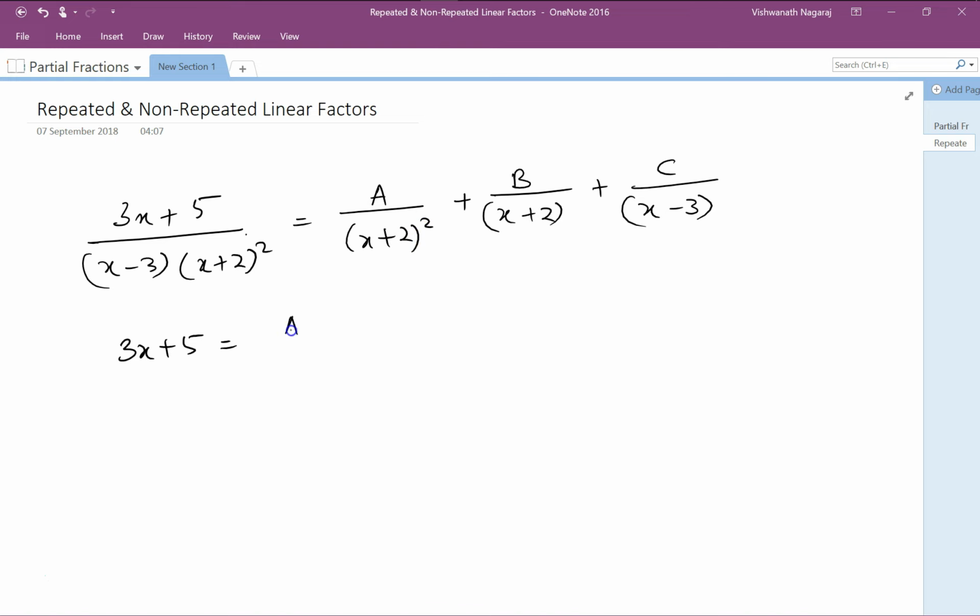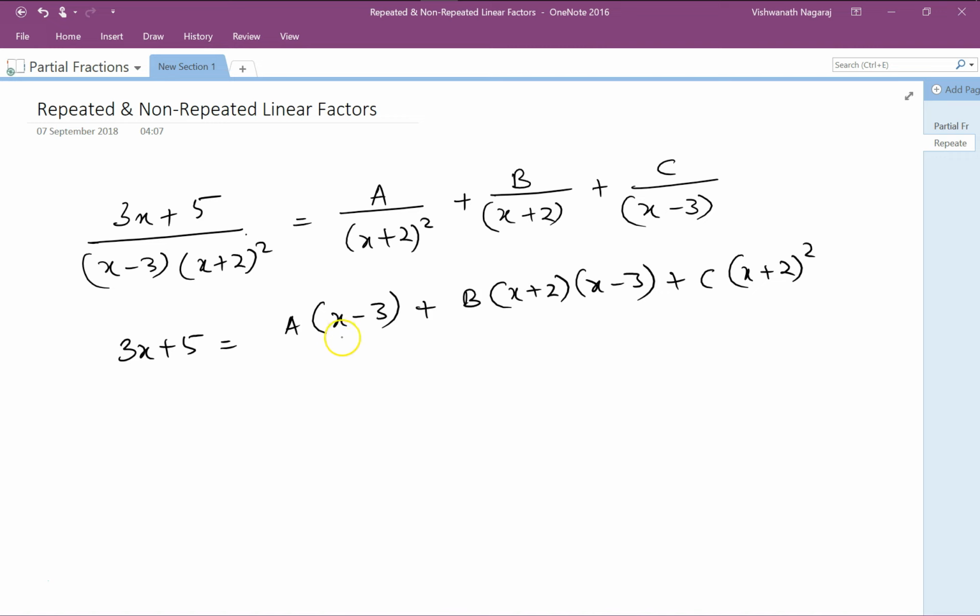So x minus 3 plus b times, now one of this is missing here and x minus 3 is missing, so x plus 2 times x minus 3, c times, now x plus 2 square is missing. Now we can look at whether we can make a, b or c disappear.